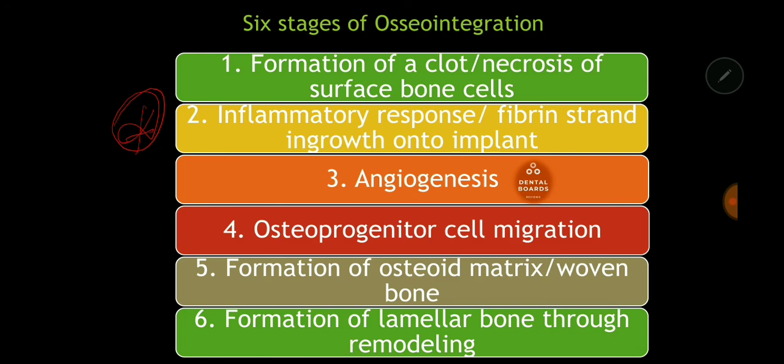And then number 5, you have formation of the osteoid matrix, which is the woven bone, near the implant. And number 6, you have formation of lamellar bone through remodeling. Formation of lamellar bone is the goal, whereby you achieve the osseointegration. Make sure you know that.